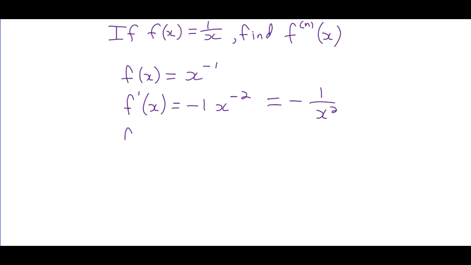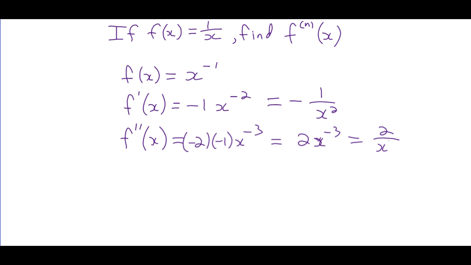So f double prime is equal to what? 2x to the negative 3, right? So it's like negative 1 times negative 2. Oh, well, let's change the order of that. That would be equal to 2x to the negative 3, or 2 over x cubed.